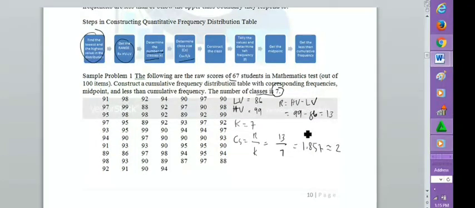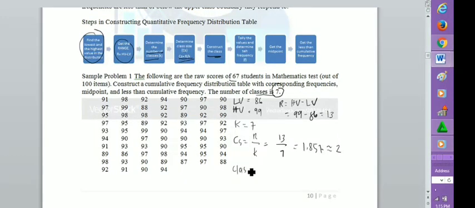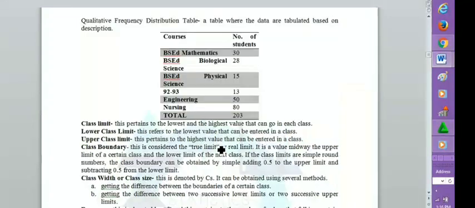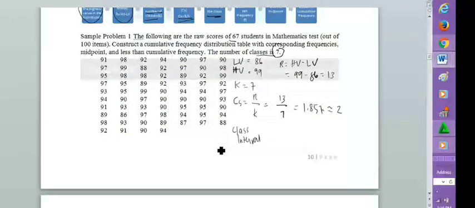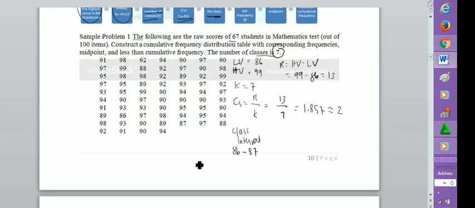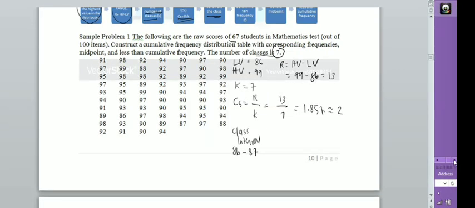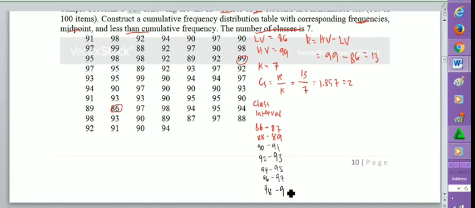So therefore, after determining the class size, we will now construct your classes. For the first column, you have to make a class interval. It's up to you class if you want to start at the highest value, just like in page 9, 98 to 99. But as for me, I'll just start with the smallest value, which is 86. So 86 to 87, because like we said, it has a class size of 2. Then 92 to 93, 94 to 95, 96 to 97, and 98 to 99.